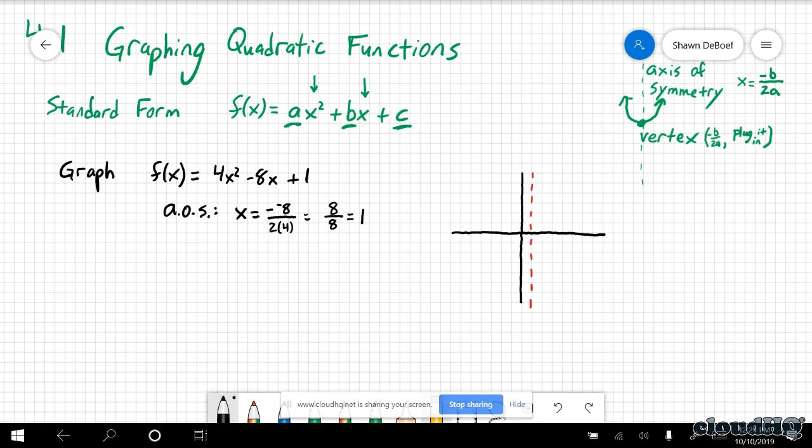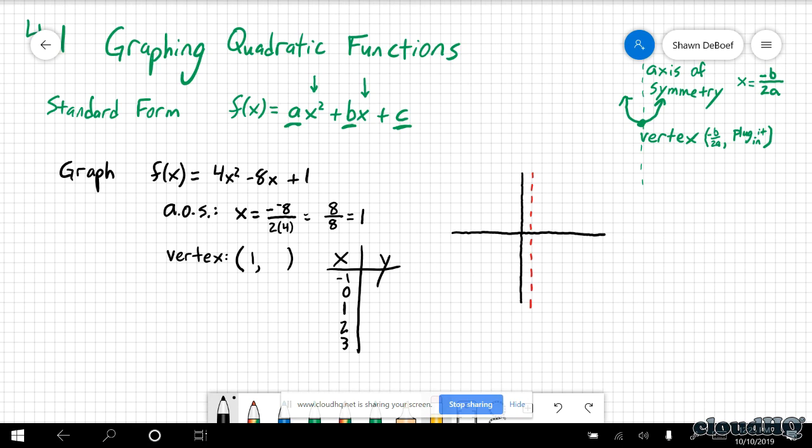But let's go back over here. I know the vertex has that number 1 as its x coordinate. I don't know what the y coordinate is yet, but I know its x coordinate. And then I'm going to do a little double duty here. I'm going to make an xy table, and I want that vertex in the middle of the table because I know it's symmetric around there. So that 1 is going to go right in the middle, and then I'll pick numbers larger and smaller: 2 and 3 and 0 and negative 1. But let's plug in that 1 first and see what the vertex is.